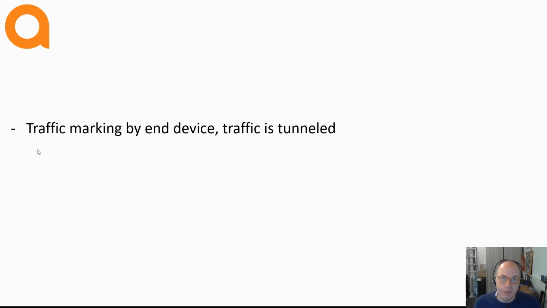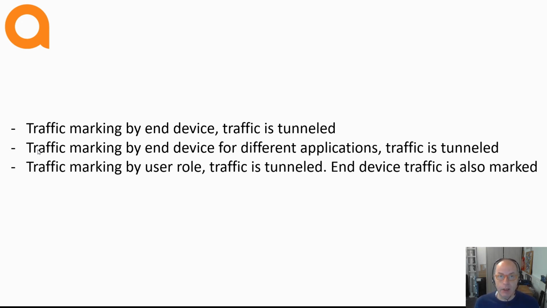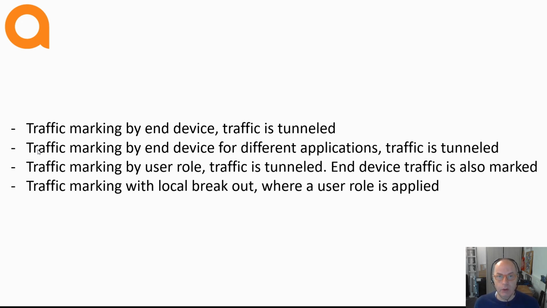I think it's also important to show you the various scenarios so that you can see how this works in the real world. Now I will show you the following scenarios. Traffic marking by the end device where the traffic is tunneled. Traffic marking by the end device for different applications, where the traffic is tunneled. Traffic marking by a user role, where the traffic is tunneled again, and then the end device traffic is also marked. And traffic marking with local breakout, where a user role is applied.